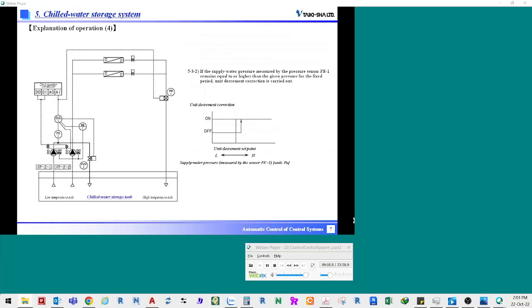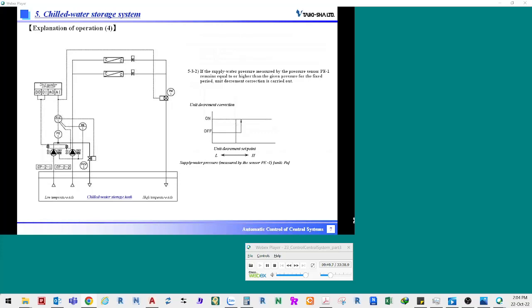The number of secondary chilled water pumps is controlled based on the time averaged load flow rate during the start-stop determination interval. However, for example, if an operating pump has trouble and fails to operate as stipulated, or if the load has dramatically changed, the system carries out unit number increment or decrement correction of pumps based on supply water pressure. First, unit decrement correction with the supply water pressure sensor PE1 to reduce the number of the secondary chilled water pumps to be operated will be explained.